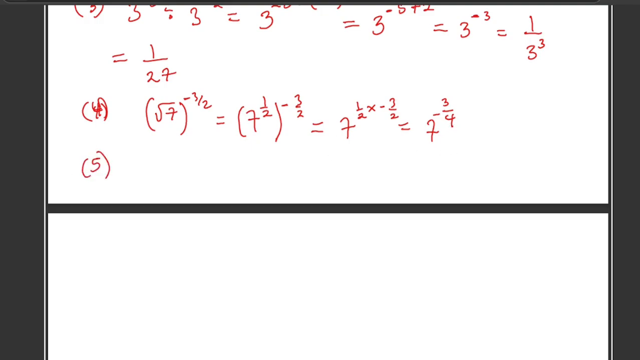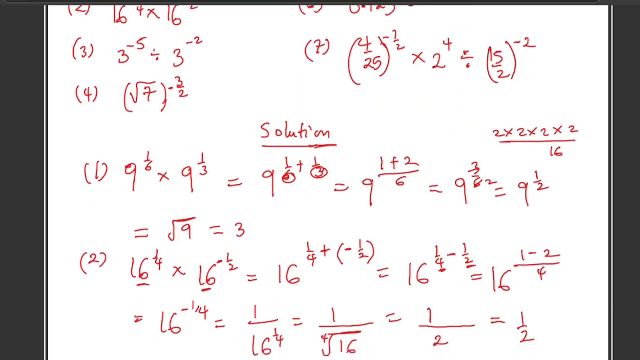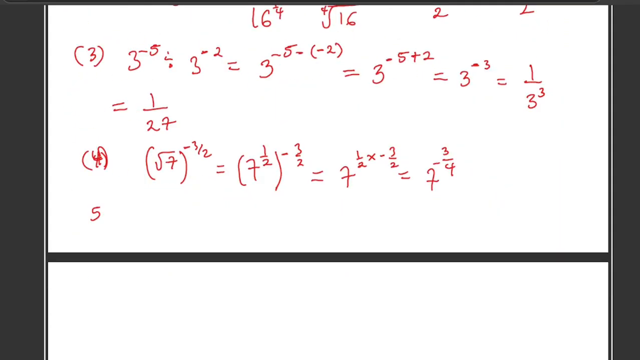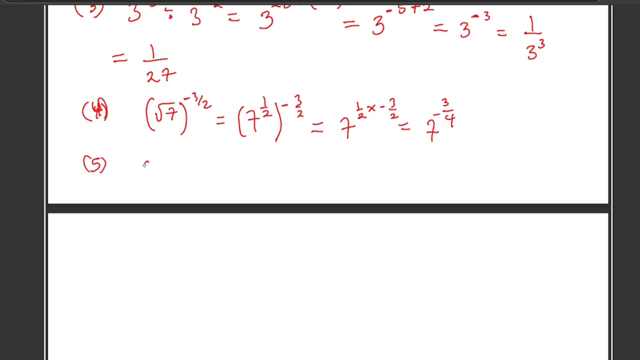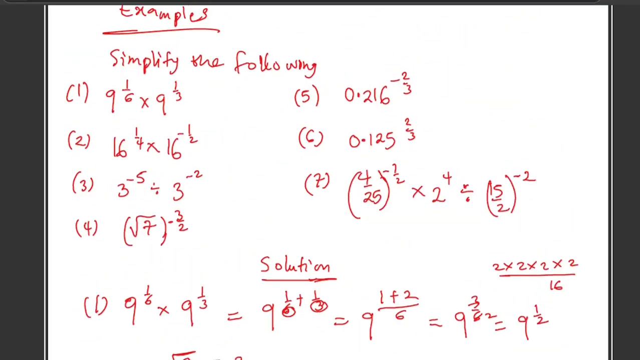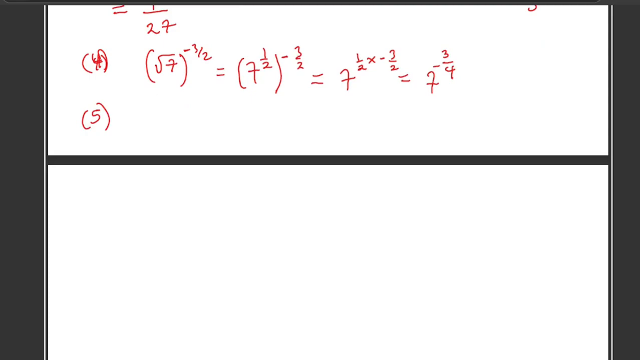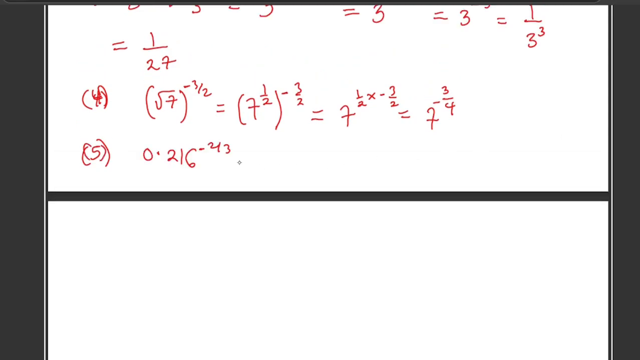Then the fifth question here is 0.216 to the power minus 2 over 3. We can see we have a decimal here. Anytime we have a decimal, what you have to do is convert it to a fraction, to make it easier to work with. So this is 216 over 1000, the fraction, to the power minus 2 over 3.